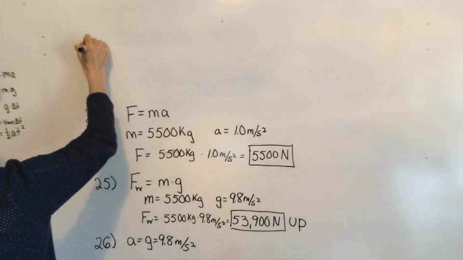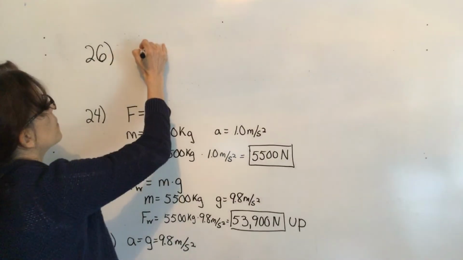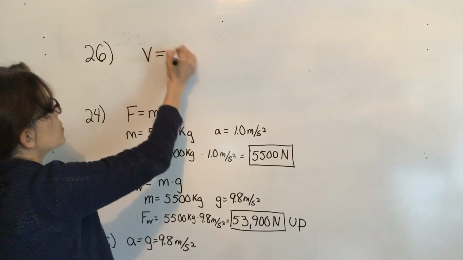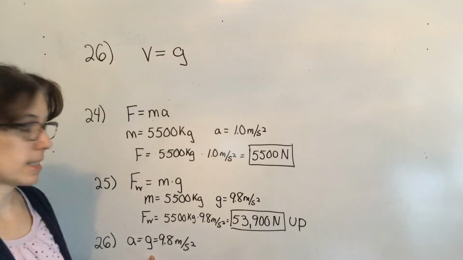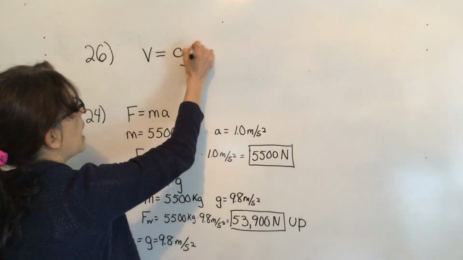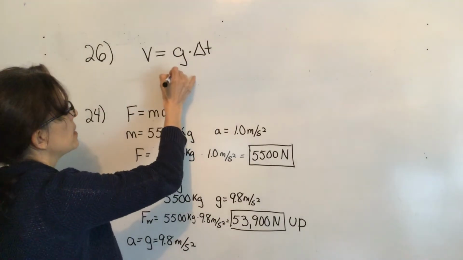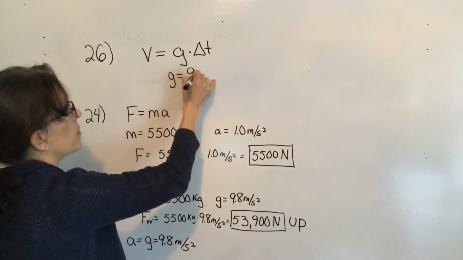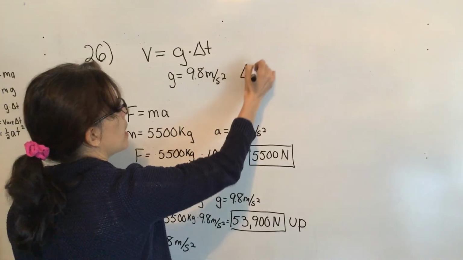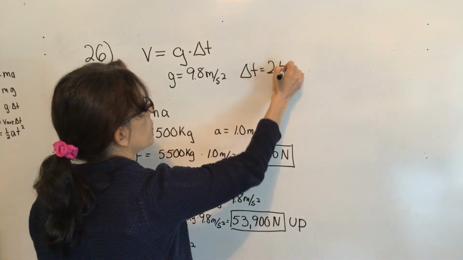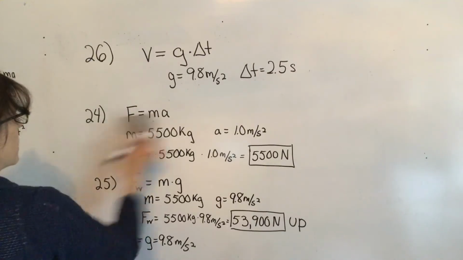All right, 26, let's put the rest of 26. First we need to write our formula. Velocity equals g, that's what asks how fast it's accelerating, times the change in time. All right, so g equals 9.8 meters per second squared. Change in time equals 2.5 seconds. I'm going to erase some more here.